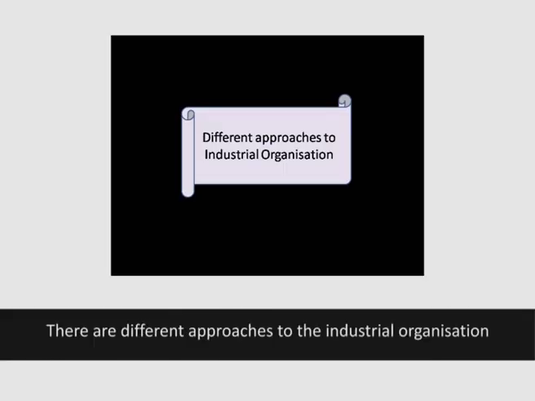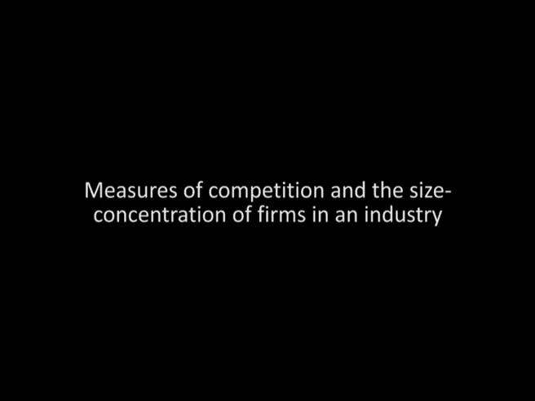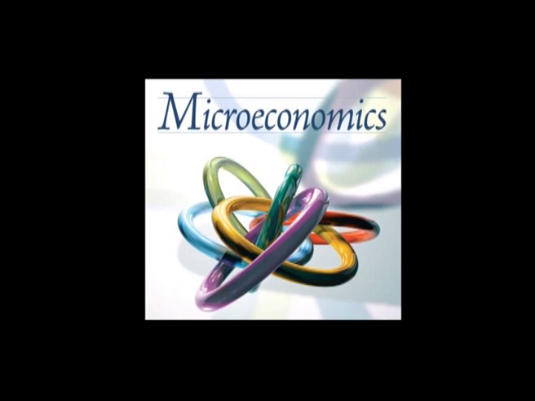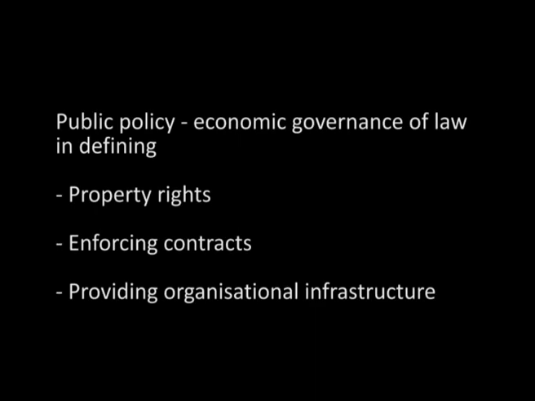Approach to industrial organization. When a person studies industrial organization, there are different approaches to the subject. One of them is descriptive, providing an overview of industrial organization such as measures of competition and the size concentration of firms in an industry. The second one uses microeconomic models to explain internal firm organization and market strategy. As to strategic firm interaction, non-cooperative game theory has become the standard unifying method of analysis. The third approach is oriented to public policy, more generally the economic governance of law in defining property rights, enforcing contracts and providing organizational infrastructure.